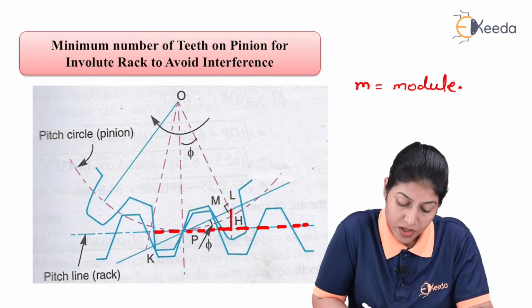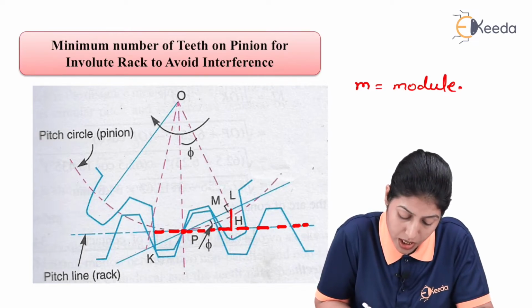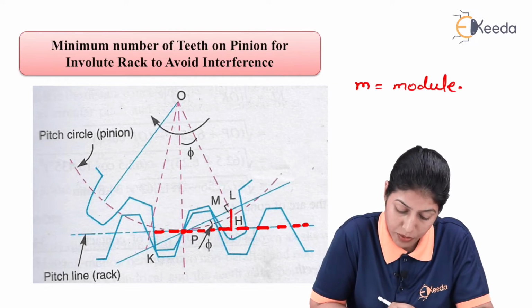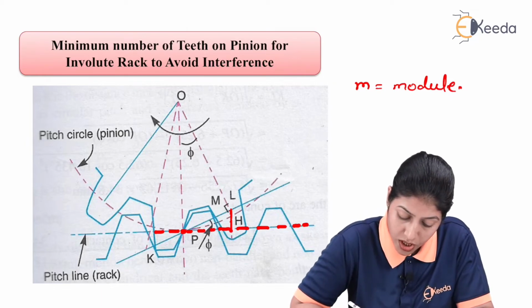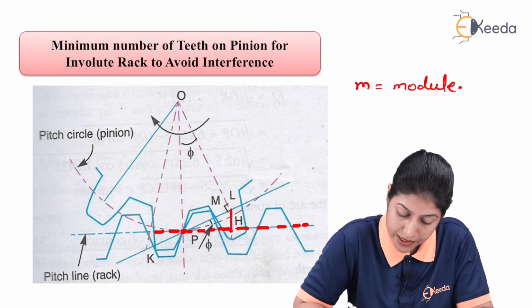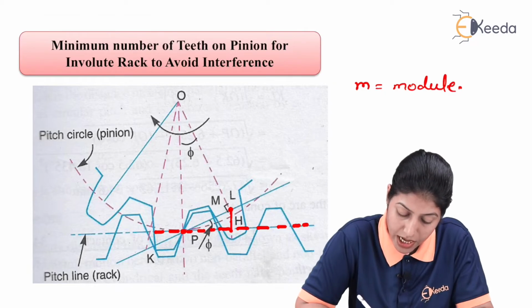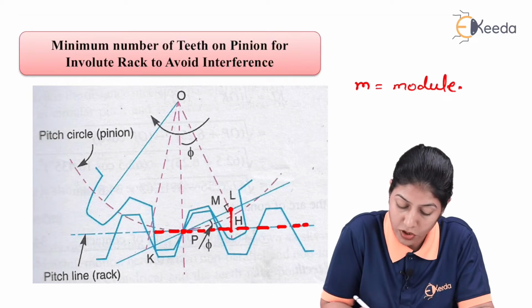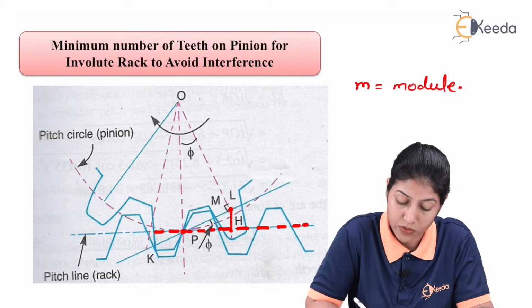As we know, this is the line which is in contact with the pitch circle of the pinion. So the pitch point we are considering at that particular point. From that particular line to the tangent of the base circle of the pinion, up to this particular point, LH we are considering as the addendum. This straight line we consider because there is no radius for the rack. So here we have to define the value of LH.